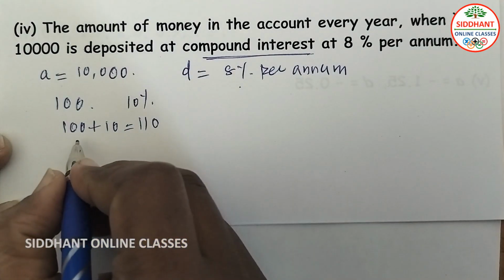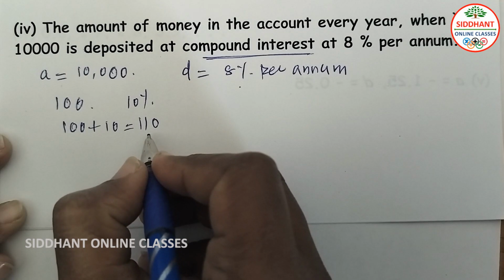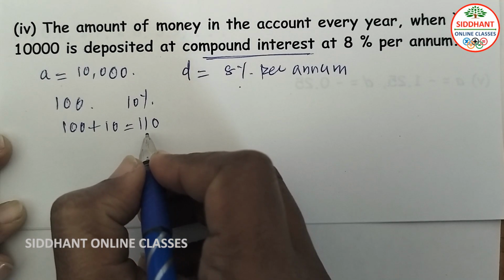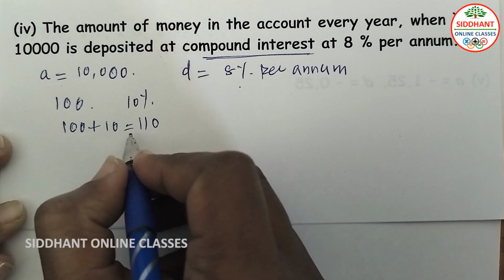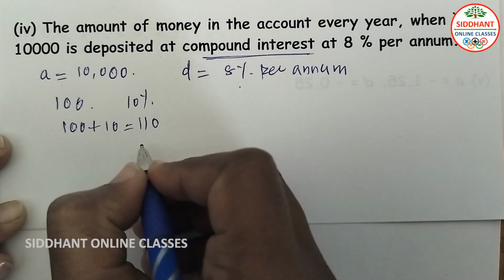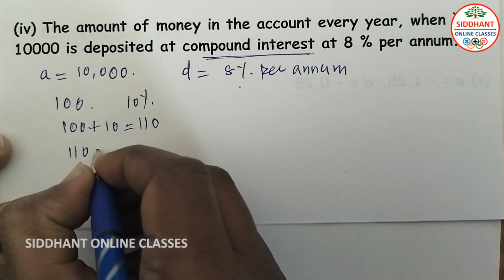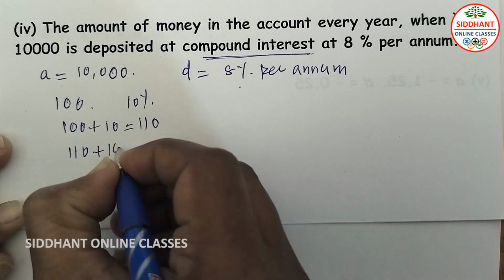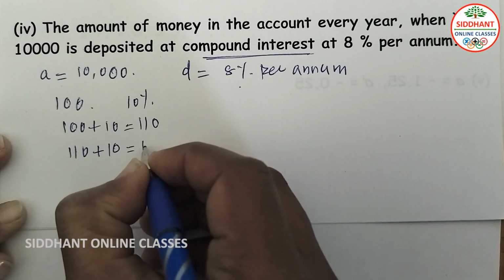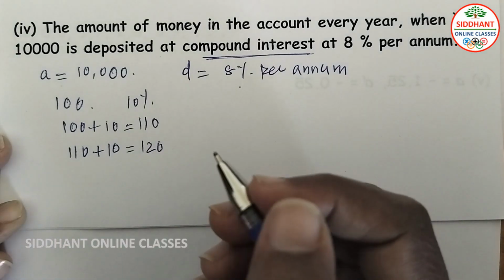Again we are going to see 110. In the second year, the interest will be again 10%. That means here 110 plus 10% only. That means the amount will be 120 here.